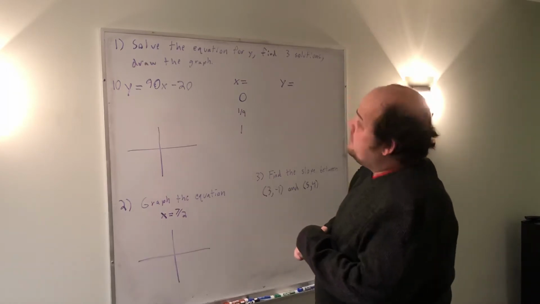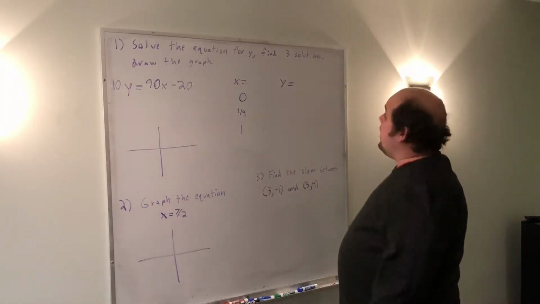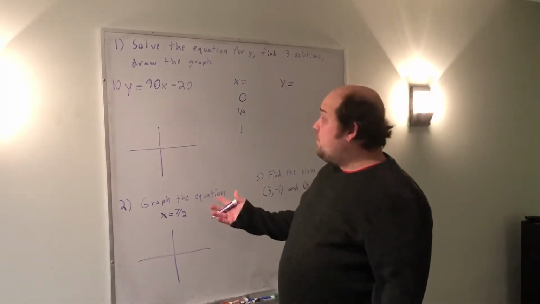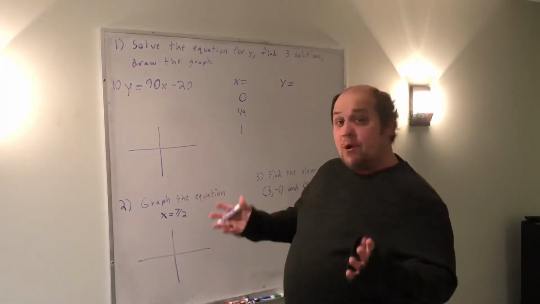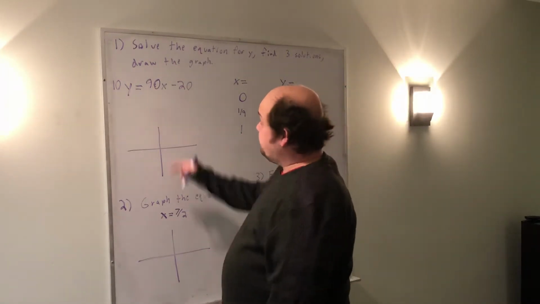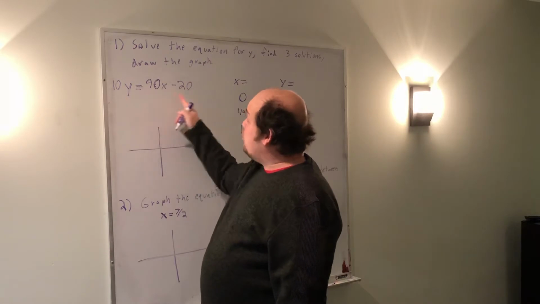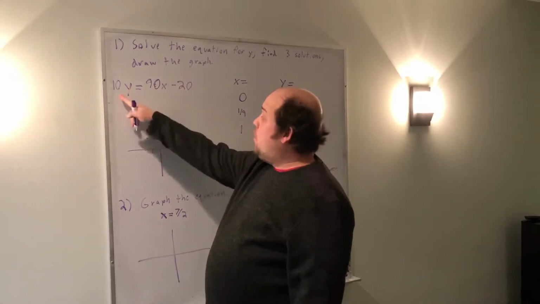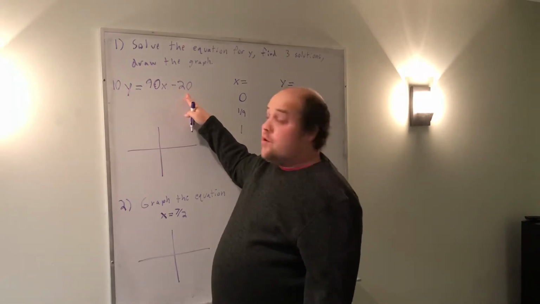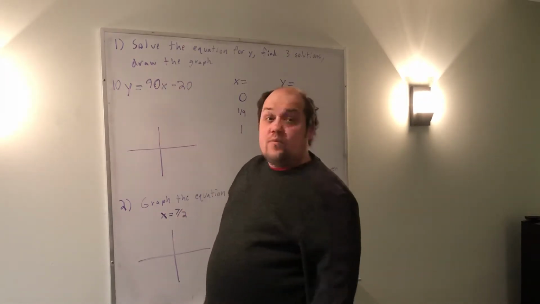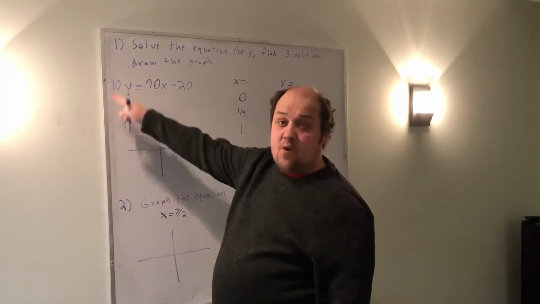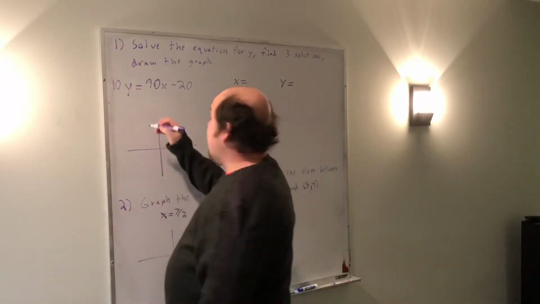The first question tells me, solve the equation for y, find 3 solutions, draw the graph. First thing I want to do is take all my y's to one side, my x's and numbers without a variable to the other. The good news is this equation already has this form. The y's are on the left, the x's and the other numbers are on the right. So what I now need to do is get it in terms of 1y. Since it's currently being multiplied by 10 for 10y, to get back to 1y, I divide by 10.